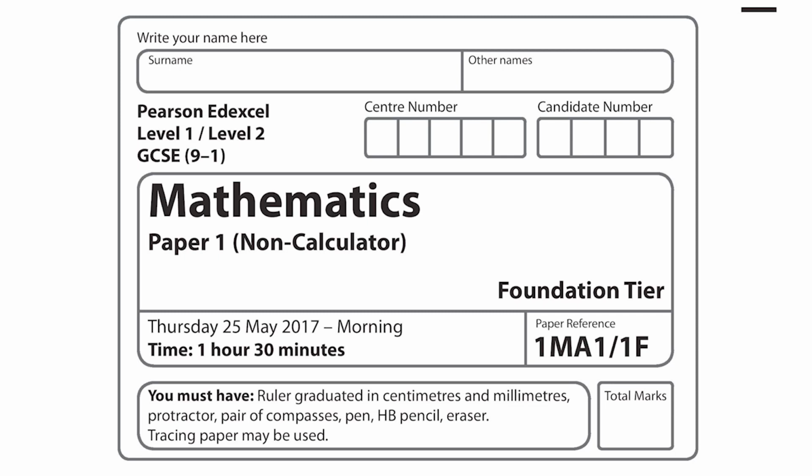Hello, this is the Edexcel Foundation Maths GCSE paper from June 2017. In fact, the first paper was from May 2017, which is the one that we're looking at here. This is the non-calculator paper.